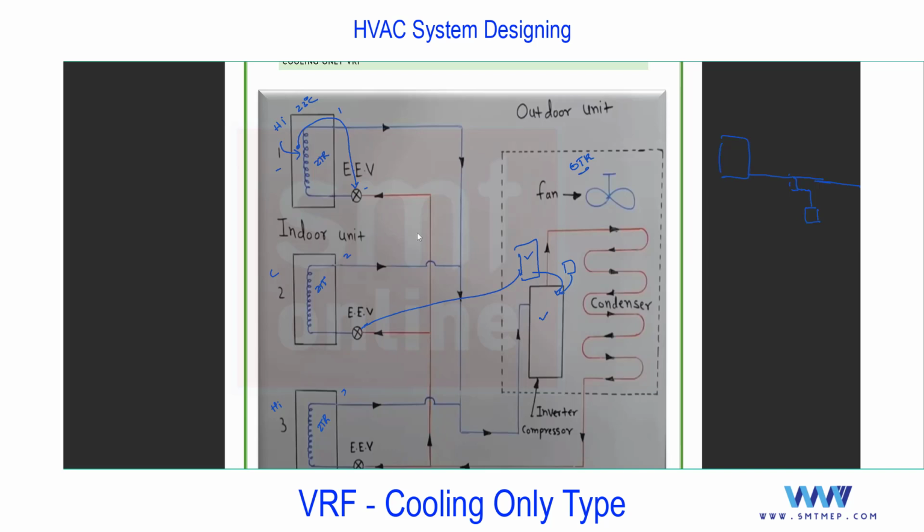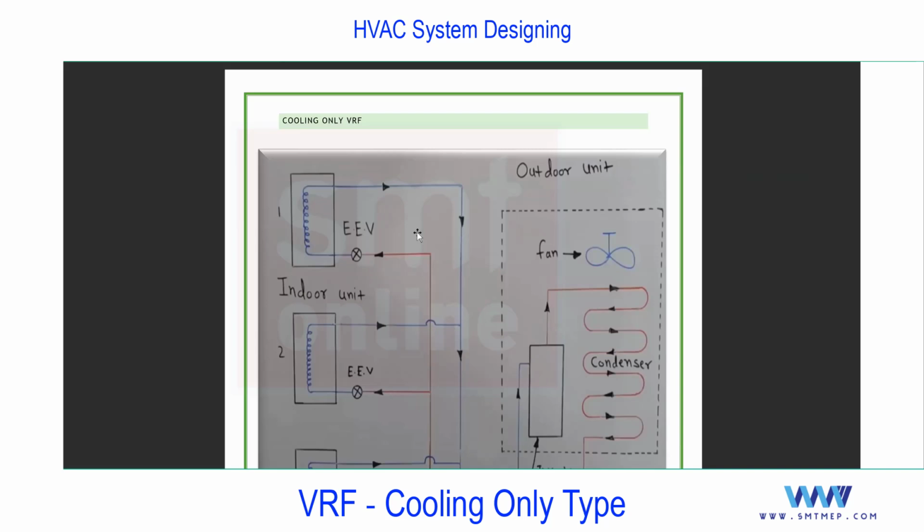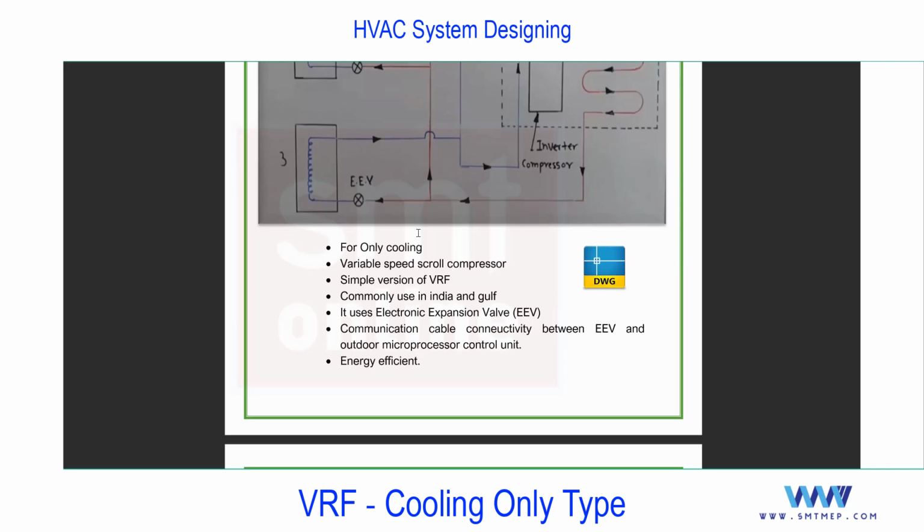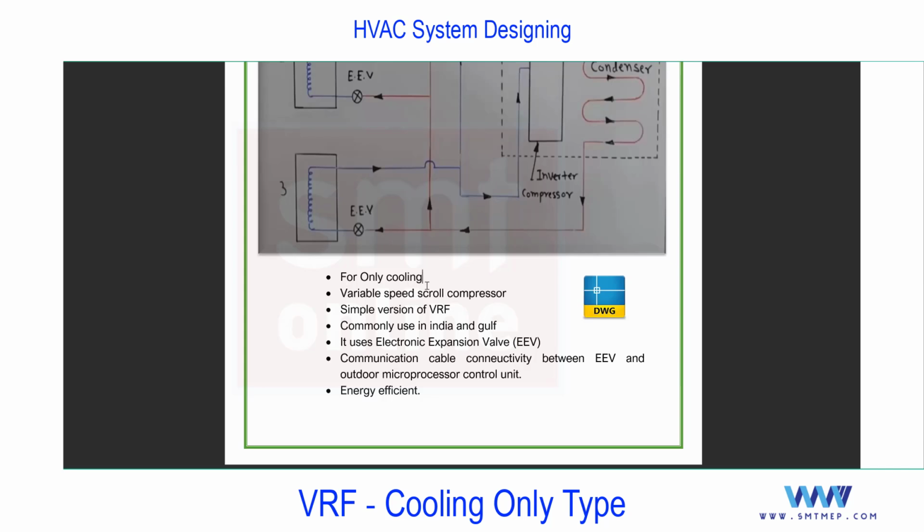So I think you got the idea of how this cooling only VRF system works. Next, we have a few points to discuss. Then we'll move to the heat pump VRF system. You see, this cooling only is only for cooling. Variable speed scroll compressor, as we discussed. Simple version of VRF compared with the heat recovery type. Next, commonly used in India and the Gulf region. Next, it uses an EEV, electronic expansion valve, and according to the requirement, it will operate. It can go on and off, or it can modulate.